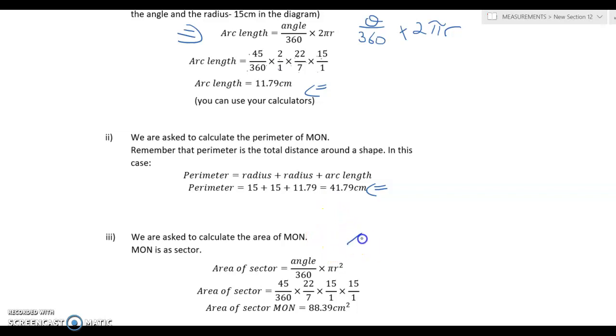Then we are asked to calculate the area of MON, that's the sector. And the formula again is given in the formula sheet: angle over 360 times pi r squared. The angle is still 45 over 360 times 22/7 times 15 over 1 times 15 over 1 because it's r squared. And again, using the calculator, we would get 88.39 centimeters squared.